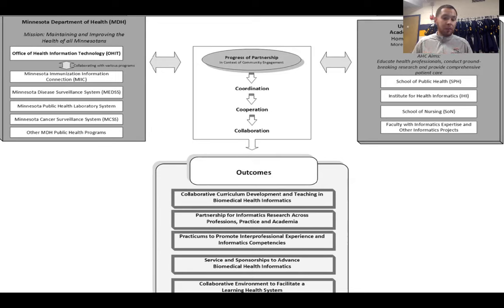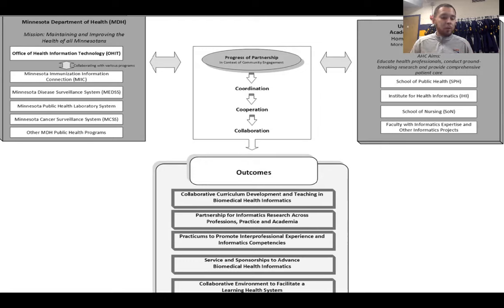And the outcomes that we see from this is there's a collaborative curriculum development and teaching in biomedical health informatics. So in the process of them doing all this, they're teaching the next generation of health informatic professionals, because the students are able to see professionals that are already working in the field and the progress that they're making. So they're hosting practicums and teaching other students about what is going on and helping them to work better with healthcare professionals that are students as well. So on both sides, the health informatics students and the healthcare students can work together, and that way they can work together better interprofessionally in the future of healthcare practice.